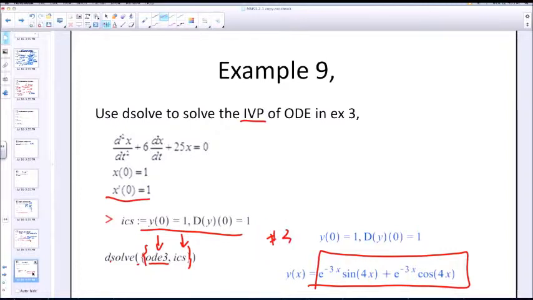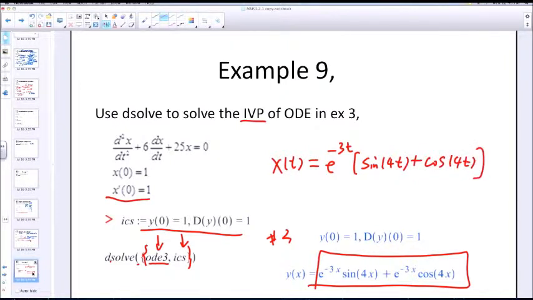The only thing is, I used t before, and this time I use x. Doesn't matter. You can write this as x(t) equals e to the -3t times sine 4t plus cosine 4t. It's just a different convention. T is time.